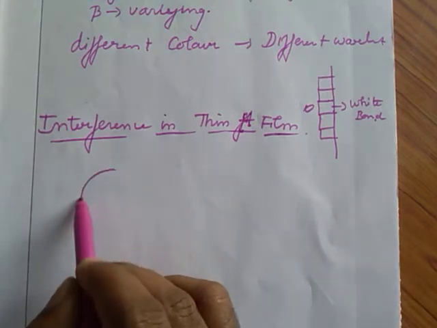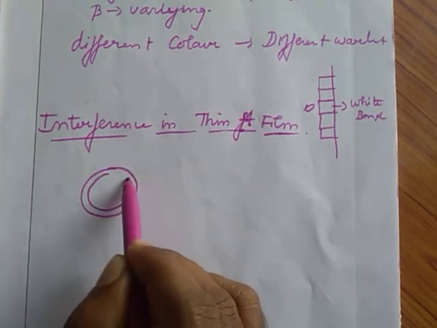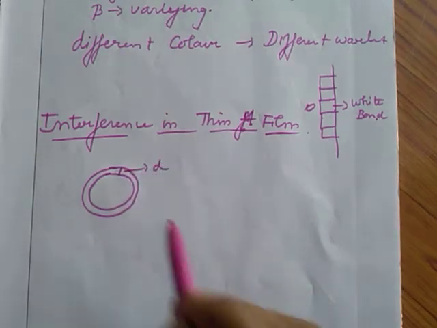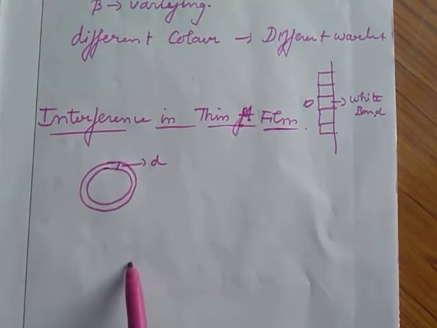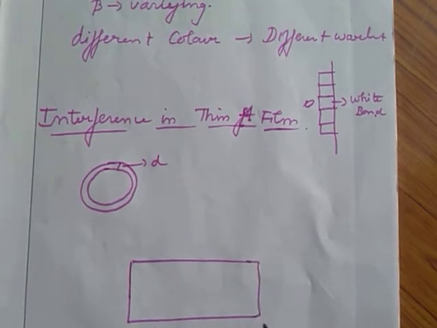This is that soap bubble. The thickness of the soap bubble is t. Here the thickness is d. I consider that one only. This is the soap bubble having the thickness d.